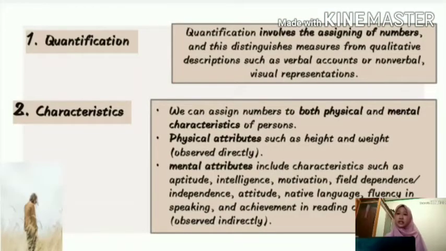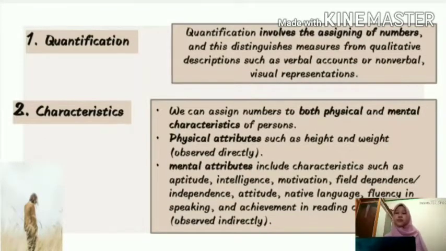For the first, quantification. As you know, quantification involves the assigning of numbers like 1, 2, 3, 4, 18, 16, etc. So it distinguishes measurement from qualitative, because qualitative is non-numerical, for example visual representation, such as letter grades A, B, C, and labels like excellent, enough, good, etc. And then the characteristic: we can assign numbers to both physical and mental characteristics of a person.